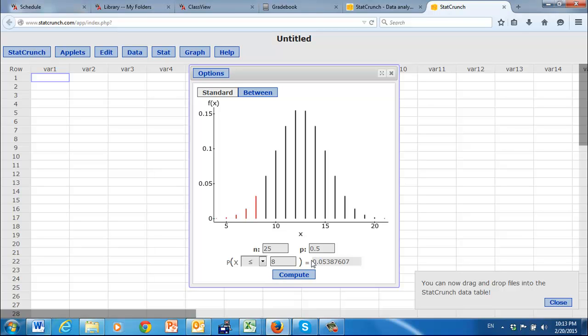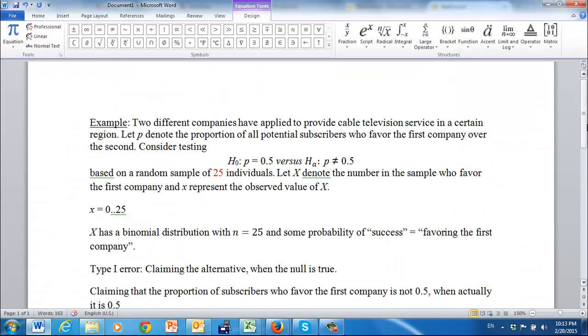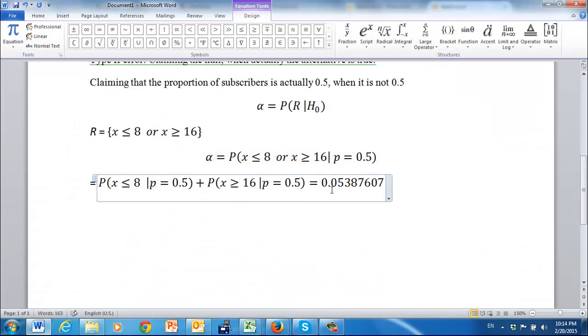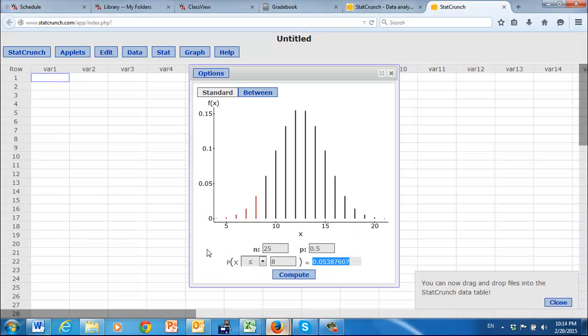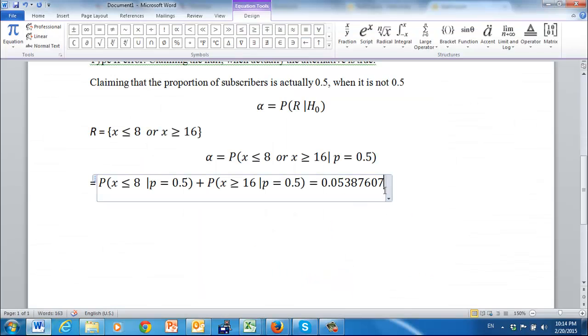Okay, we click Compute. We get this number, copy that over here, and that's going to be that. And then we also want to compute the probability x is more than or equal to 16. Again, going back to StatCrunch, change this to more than or equal to 16, compute, and copy that. And then you'll need to add them up. Once you add them up, you get your answer. Okay, so I'm going to leave that to you guys.